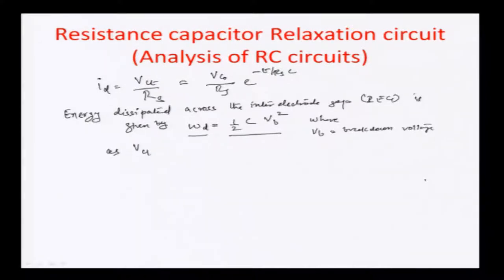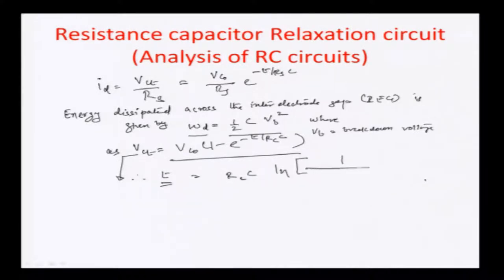As VC(t) is equal to VC0 times 1 minus e to the power of minus t by RC C, remember the charging part of the circuit where this equation had come. Therefore, we can say from this particular equation the time t can be computed as RC C natural log of 1 minus VC(t) by V0.